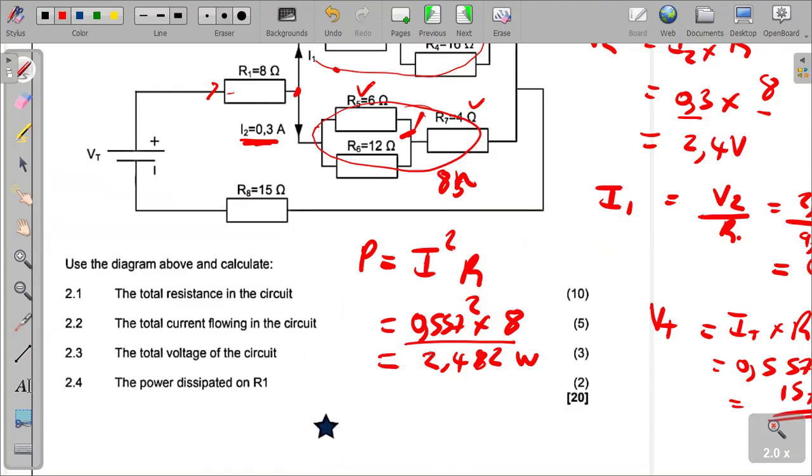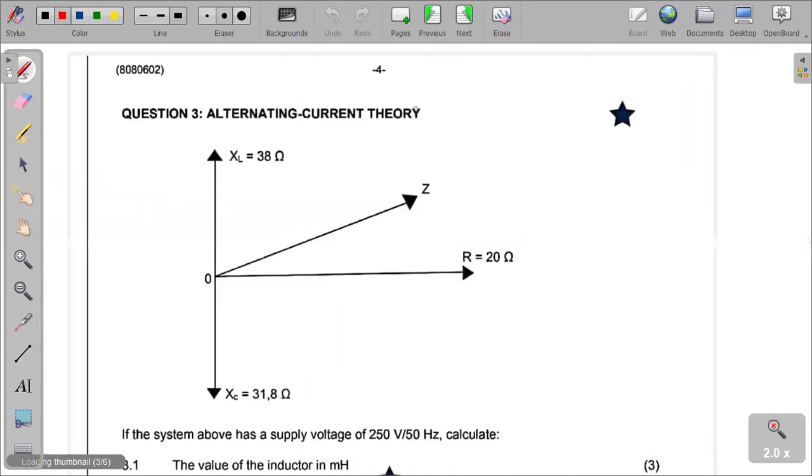So basically, this is what is happening. Let's quickly go to question number 3.